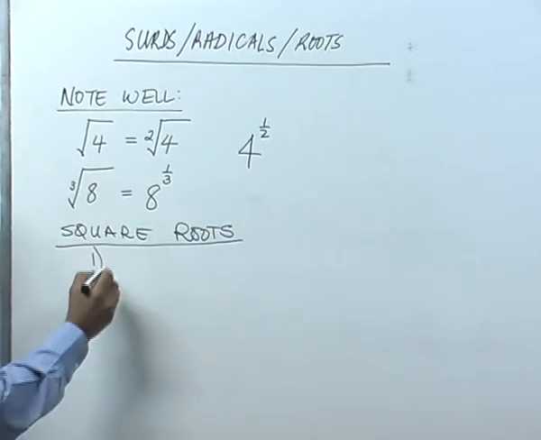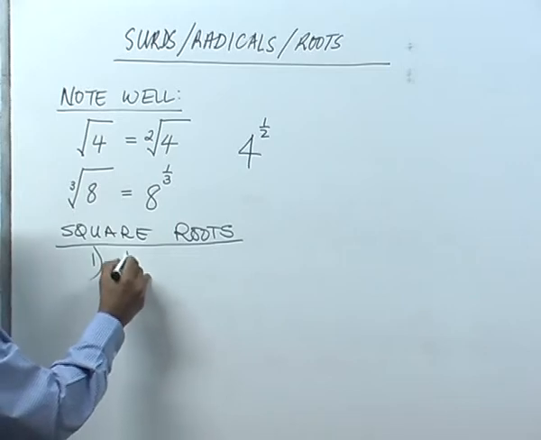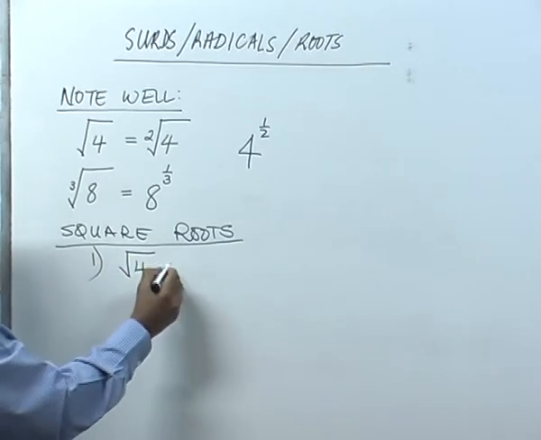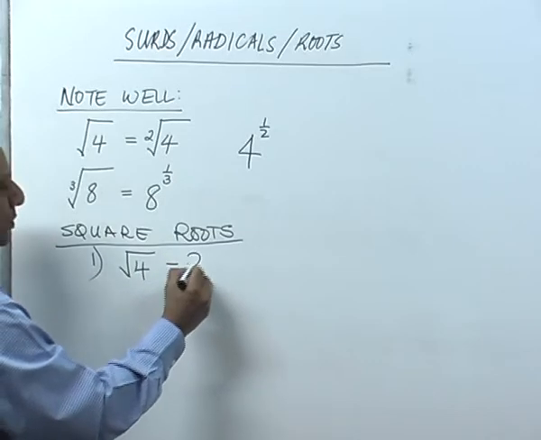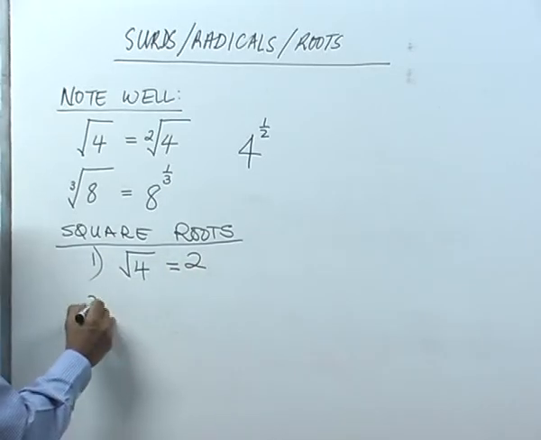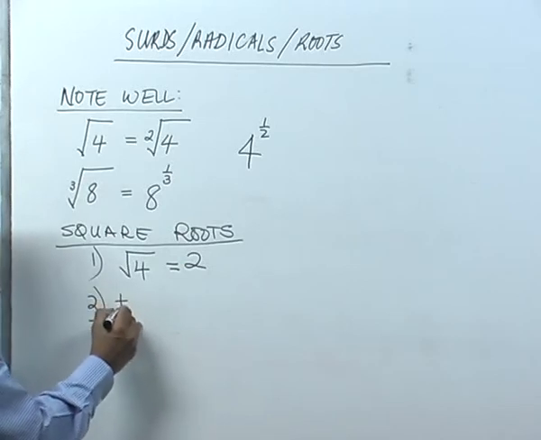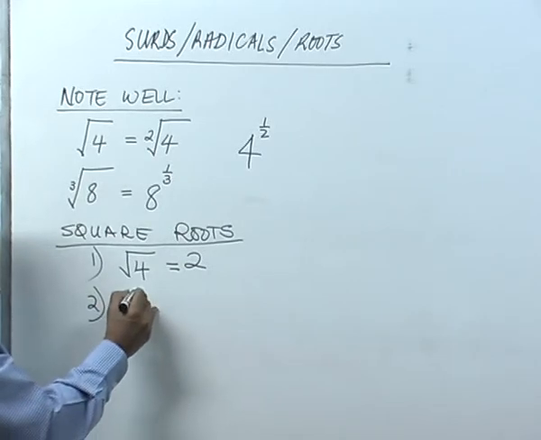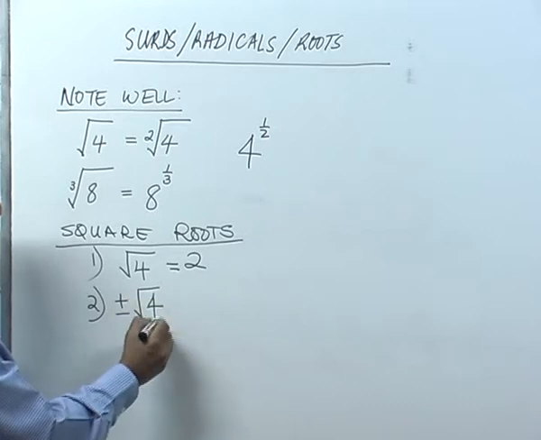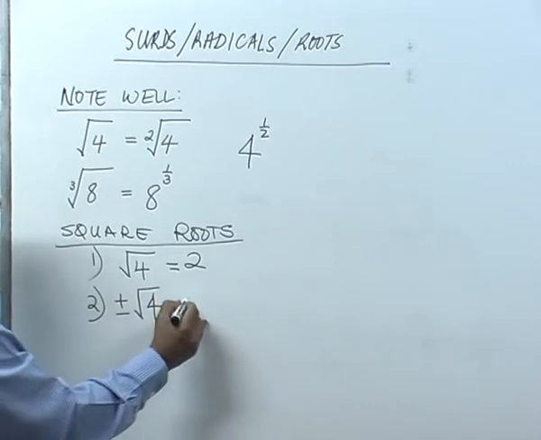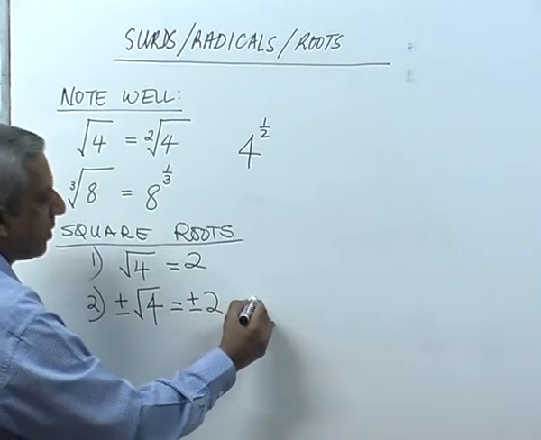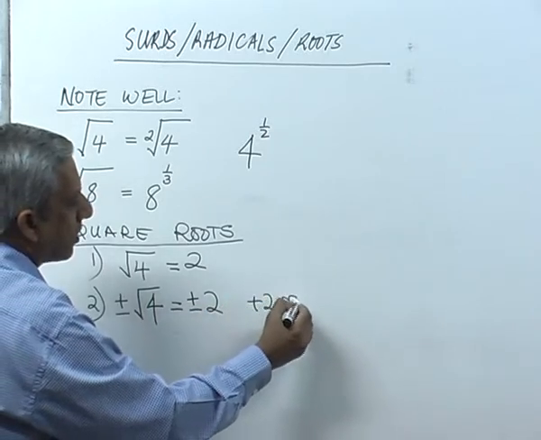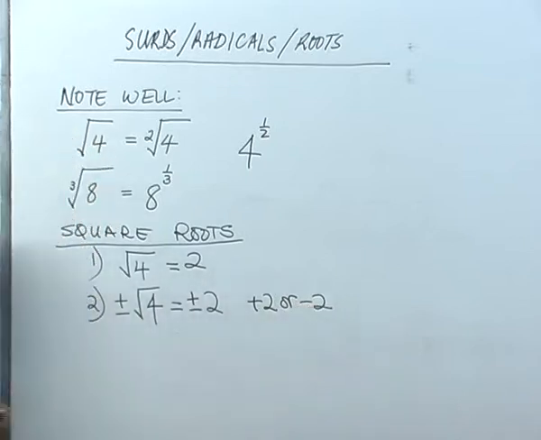Number 1. This means the square root of 4, and if you put it in the calculator, you get the answer 2. If we have something written like plus minus the square root of 4, then there are two answers. The answer is plus minus 2. In other words, the answer is plus 2 or minus 2.